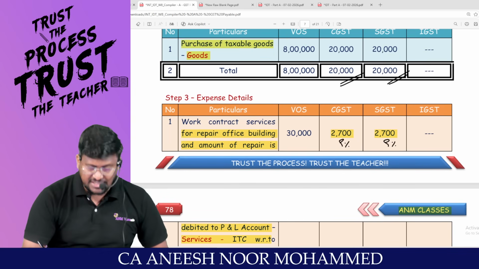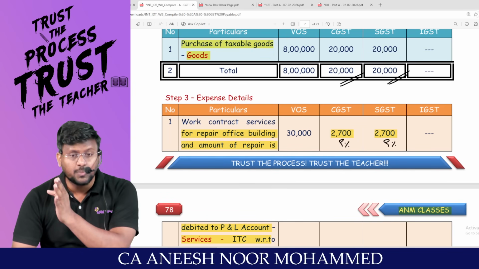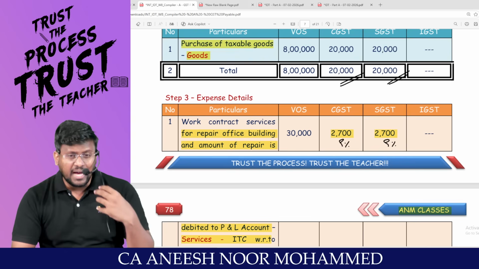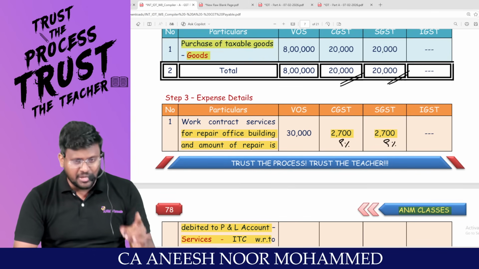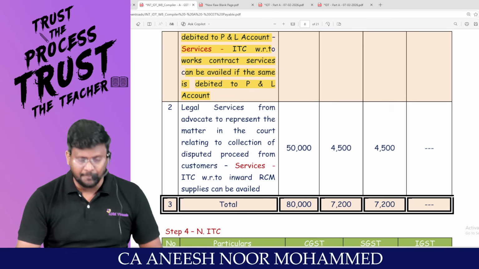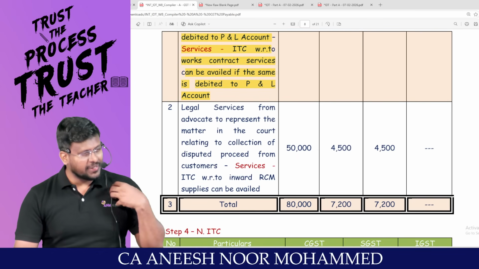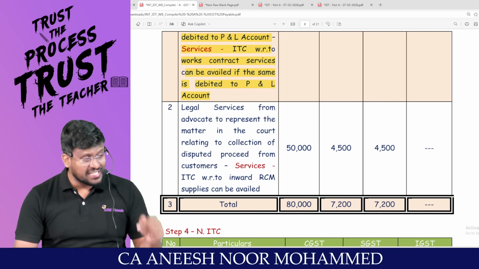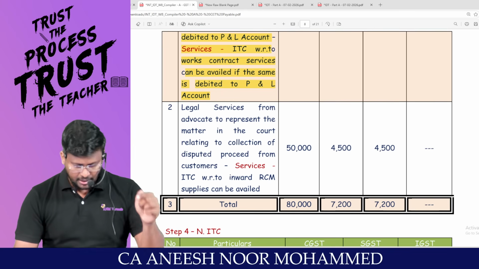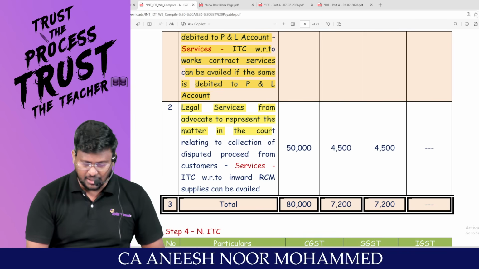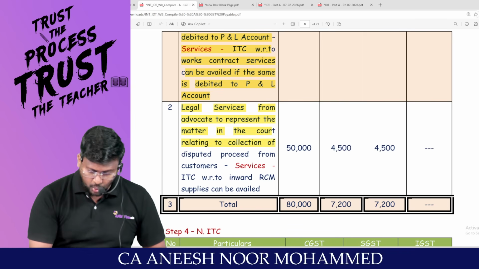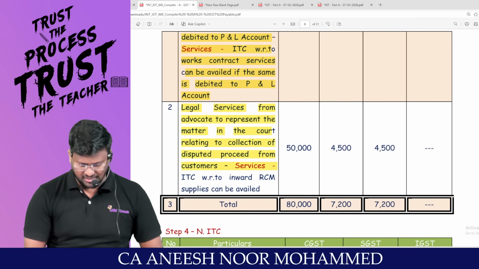That means in this case, the service provider is the advocate. We are the service recipient. We are a business entity. Our turnover in the immediately preceding previous year exceeds the threshold limit. That means it is not exempted. This is inward RCM. So legal services from advocate to represent the matter in the court relating to collection of disputed proceeds from customer.